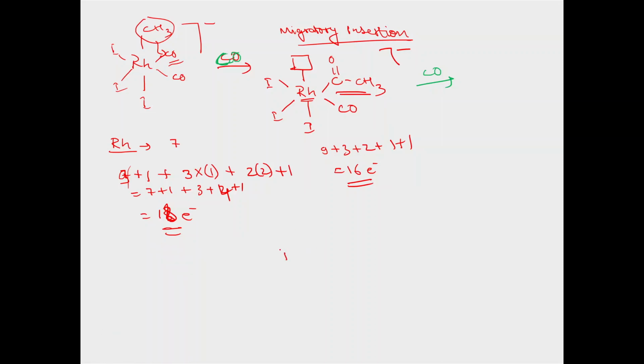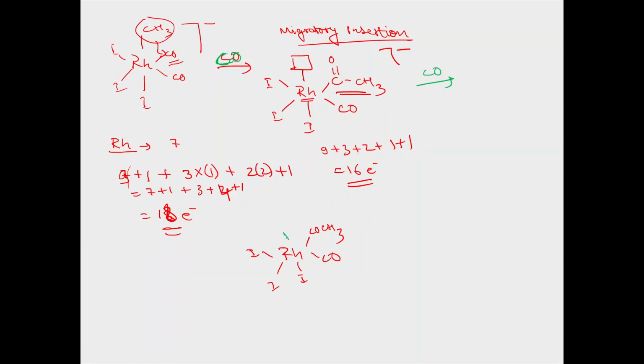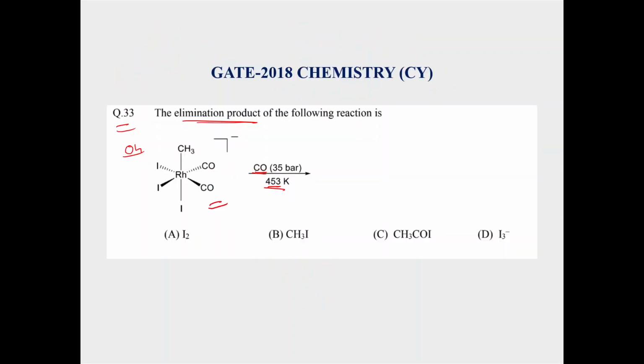which is Rh, COCH3, CO, I, and this CO. Okay. So this is again an 18 electron complex. But here they are saying that reductive elimination is taking place. And why? Because they are giving this high temperature, 453 Kelvin.